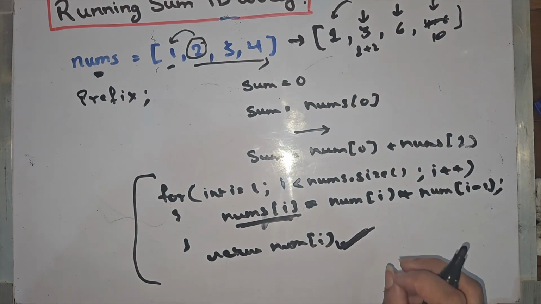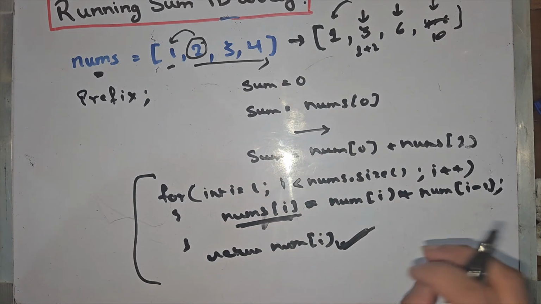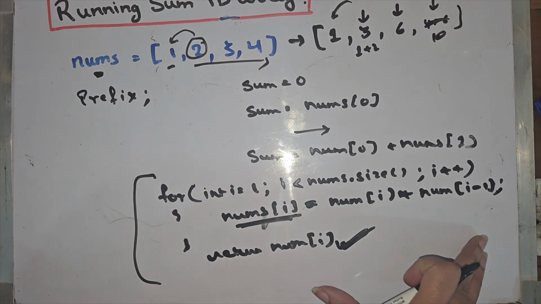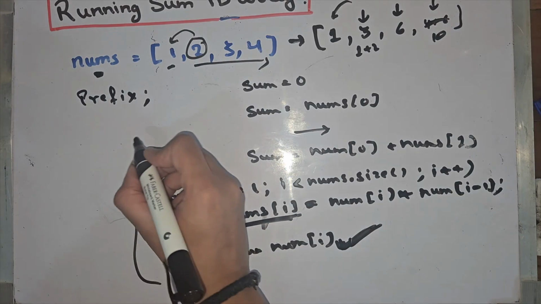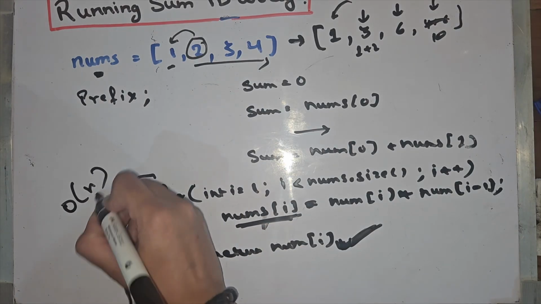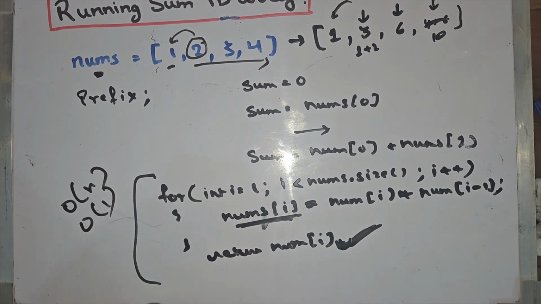If we want this to be in another array, we can do that also, but in this case this will work fine. So we are modifying it in place. This way we have time complexity of order n and we are not using any extra space other than the given array. So now let's code this.